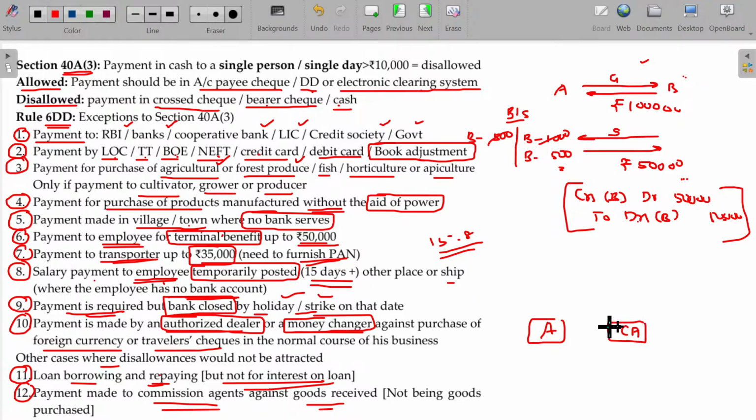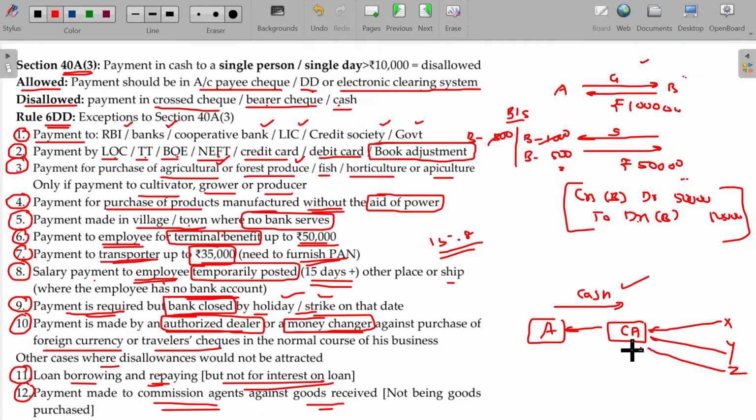A commission agent procures the material from various persons, and material is supplied here, and A demands to make the payment in cash. In this case, allowed. He is not the supplier. Supplier may be X, Y, Z. He is being the commission agent.